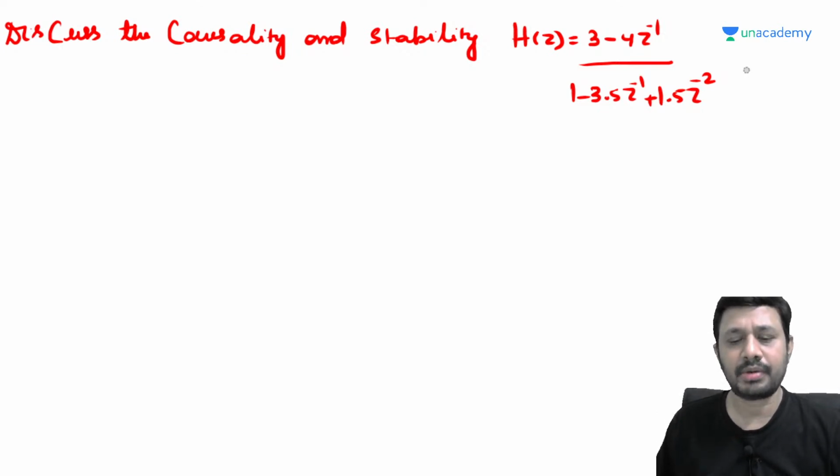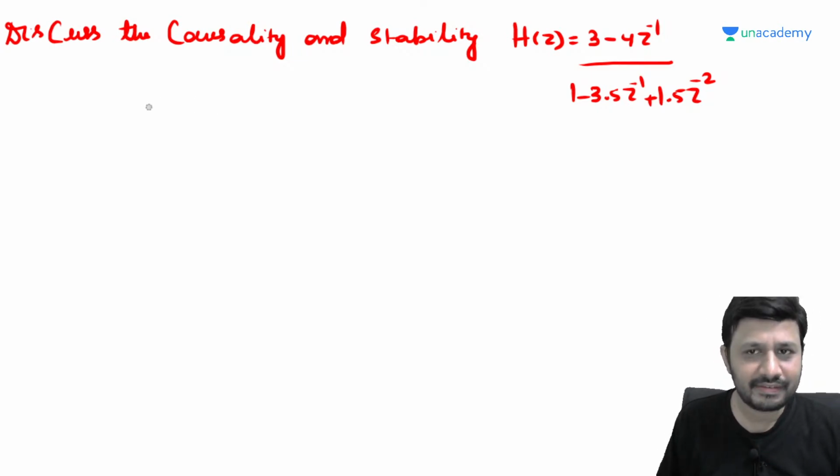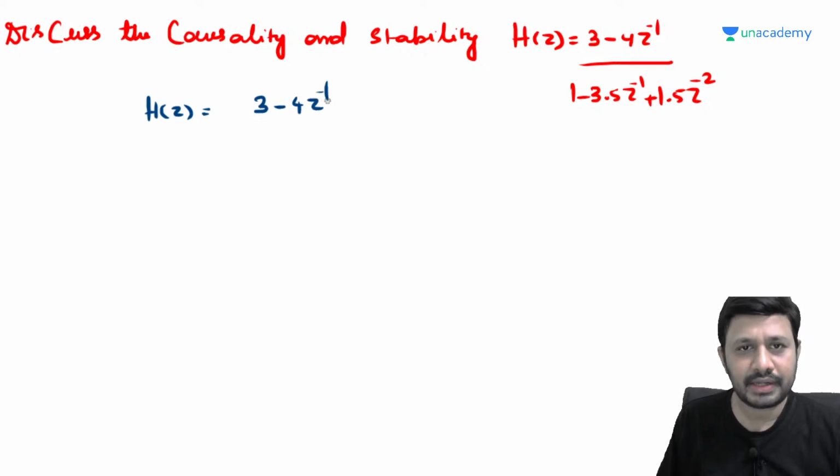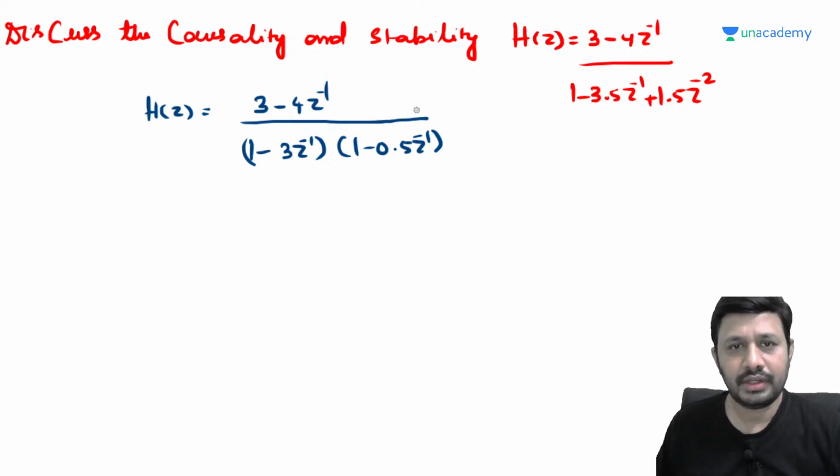If you remember, a similar kind of problem we have done in Laplace also while discussing the causality and stability. So here no ROC is given, which means you have to consider all the possible cases. First of all, try to draw the pole zero plot. For drawing the pole zero plot, factorize the denominator. I can write H of z as 3 minus 4z inverse upon, if you factorize the denominator, 3 and 0.5 are the factors.